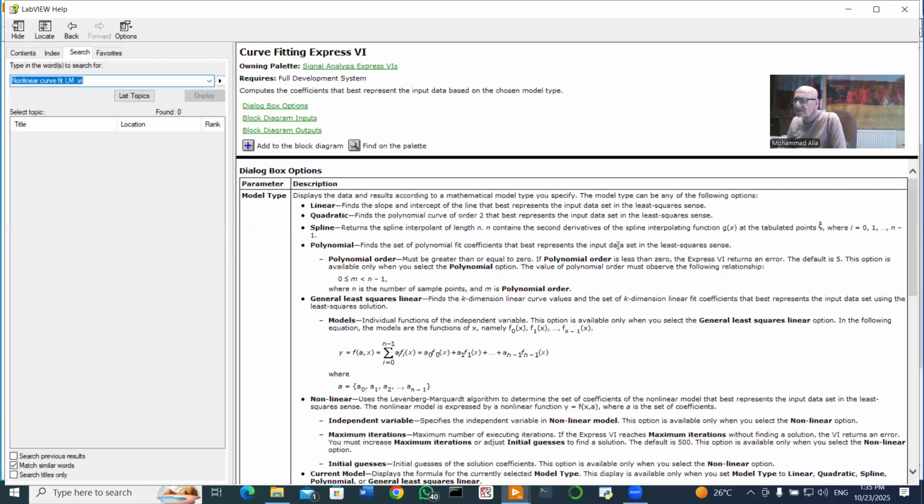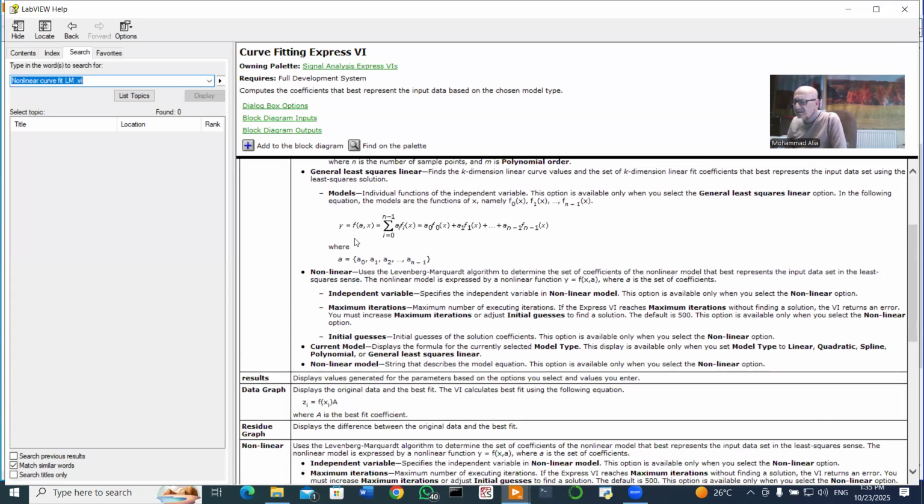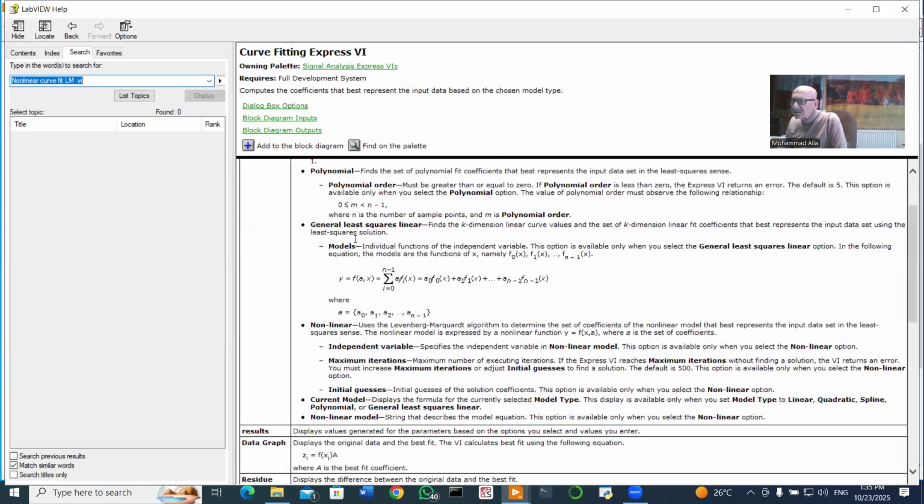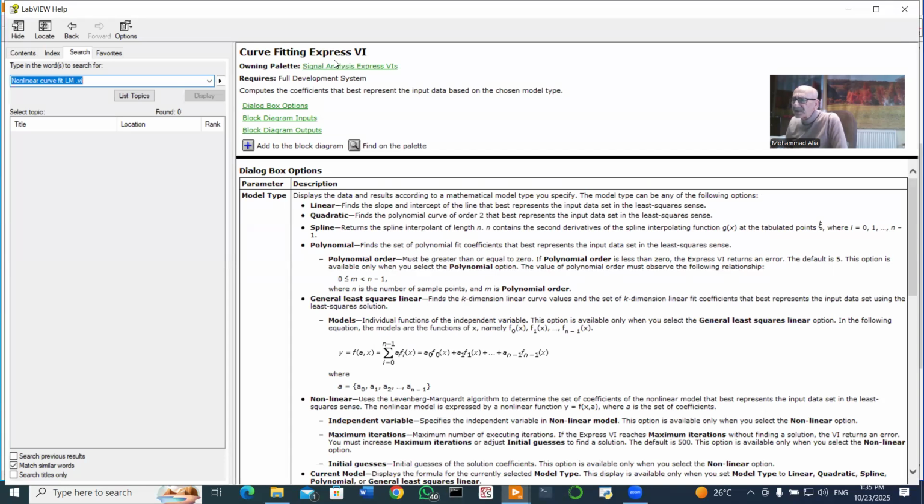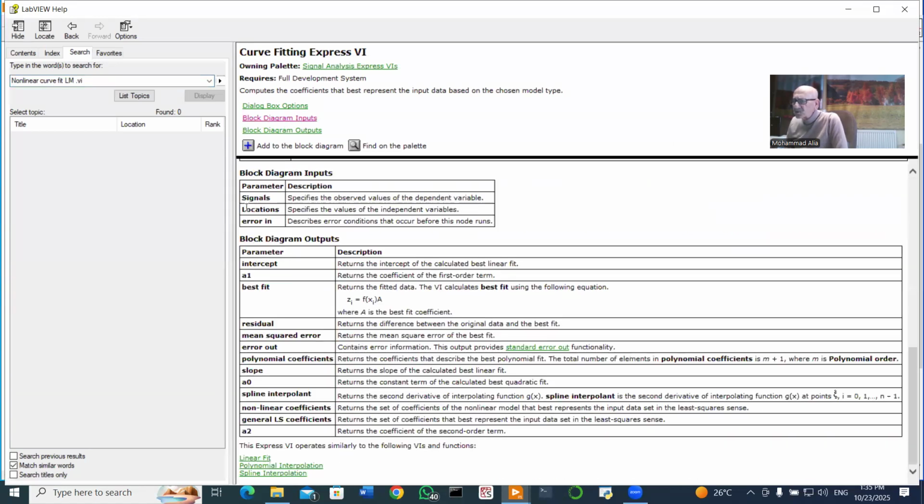Yes, and you can see the curve fitting Express VI, block diagram outputs, block diagram inputs. Here, for example, he shows you that the input signal specifies the observed values of the dependent variable. So this is the measurement. Locations specifies the values of the independent variables. This represents the x values.